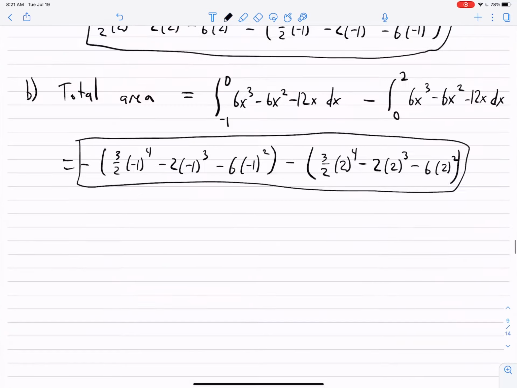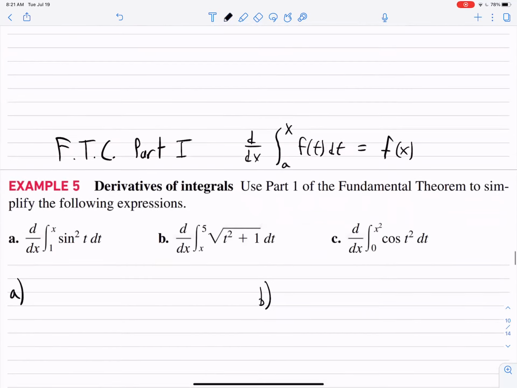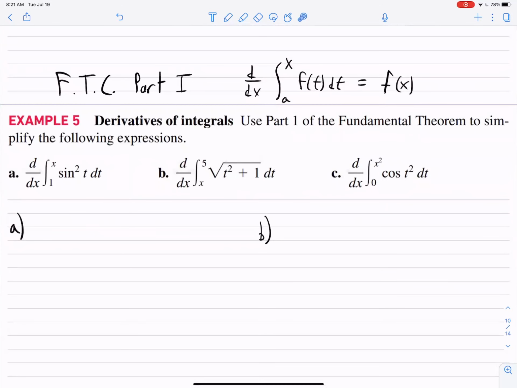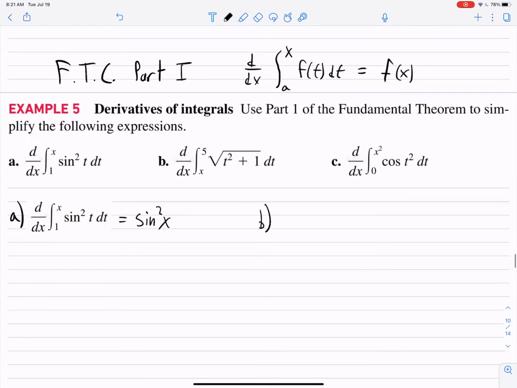Okay. Let's revisit the fundamental theorem of calculus part 1 real quick. And so the idea is that if you take the derivative of an area function, which is a definite integral, you just get the inside function. And so for instance, this one, if you just do the derivative and the integral cancel. And so you just get the inside function. And so this is just equal to sine squared of x.